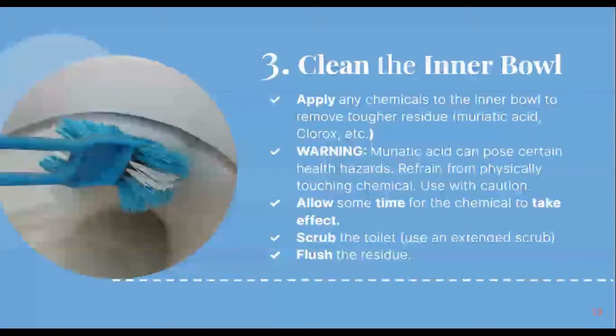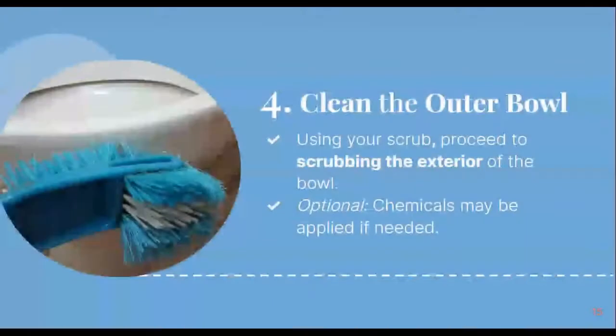And then you would proceed to allow time for the chemical to take effect before proceeding to scrubbing the toilet. And again, if you are using acid, use an extended scrub for this process. Afterwards, then you would flush the residue down the toilet. You want to get rid of it as much as possible. So after that more elaborate process, you would proceed to step 4, cleaning the outer bowl.